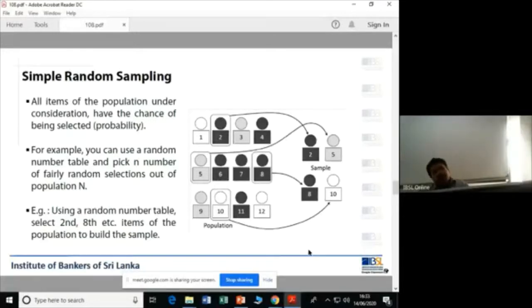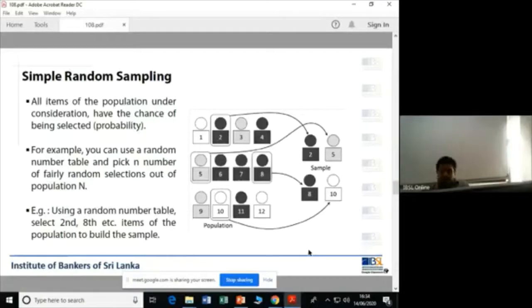So what is this technique that we are going to use? It doesn't have any scientific selection criteria, but is purely random. That is the most important thing. Now, how do you ensure that these items are random?